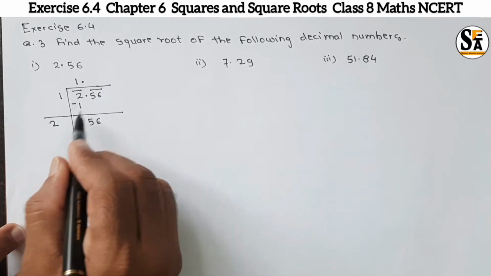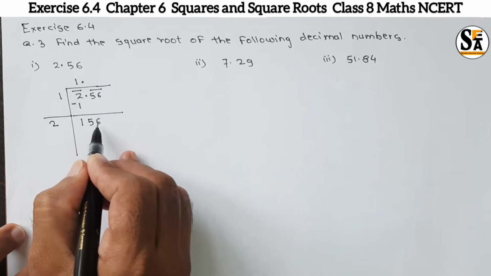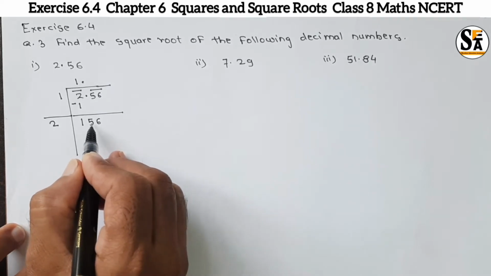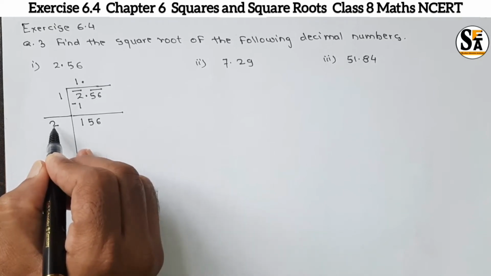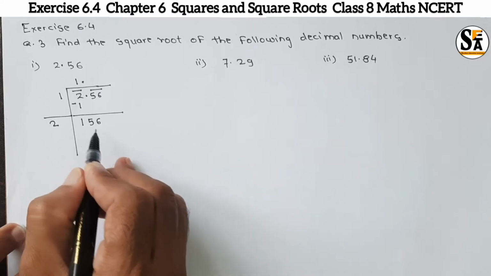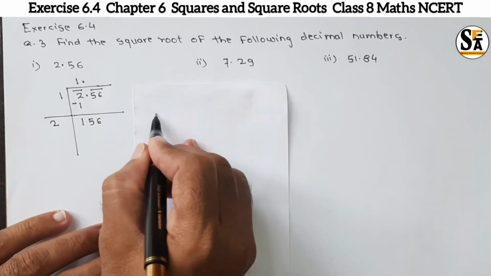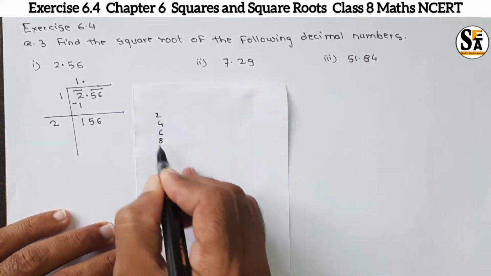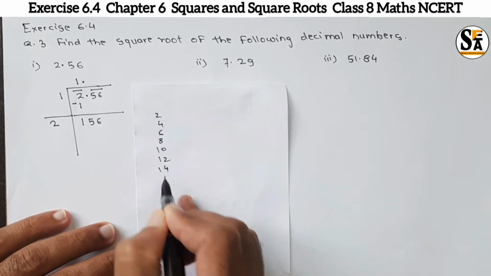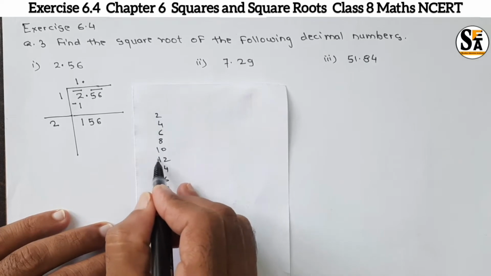To guess this number, there is one trick. Consider this 15 only. Forget this unit place 6. Now 15, and consider the table of 2. Where is 15 in the table of 2? It is in between 14 and 16. See the table of 2: 2, 4, 6, 8, 10, 12, 14, 16, 18, 20. Here 15 lies between 14 and 16.